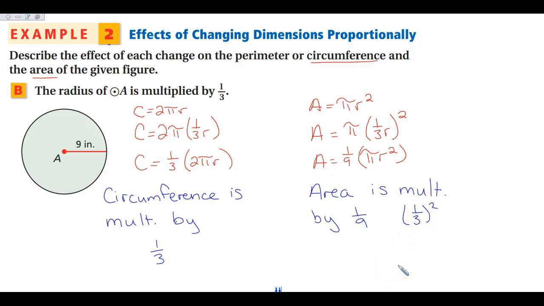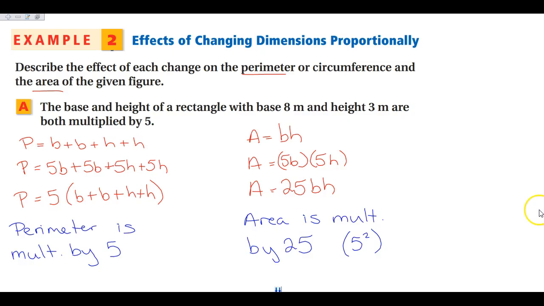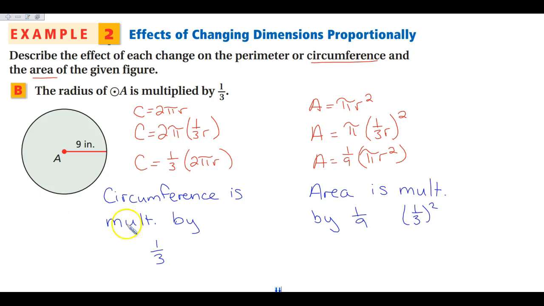All right. So notice in the last two examples, when all of the dimensions were changed, my perimeter or my circumference was only changed by that factor. So in the first case of A, my height and base were multiplied by 5, so my perimeter was multiplied by 5. In the case of B, my radius was multiplied by 1/3, so my circumference is multiplied by 1/3.